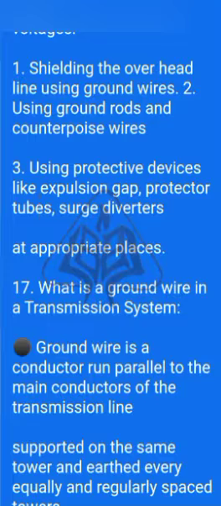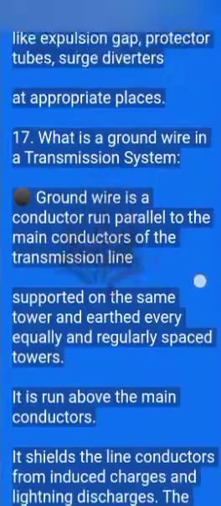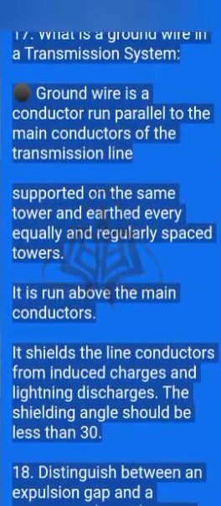17. What is a ground wire in a transmission system? A ground wire is a conductor run parallel to the main conductors of the transmission line, supported on the same tower and earthed at every equally and regularly spaced tower. It is run above the main conductors. It shields the line conductors from induced charges and lightning discharges. The shielding angle should be less than 30 degrees.